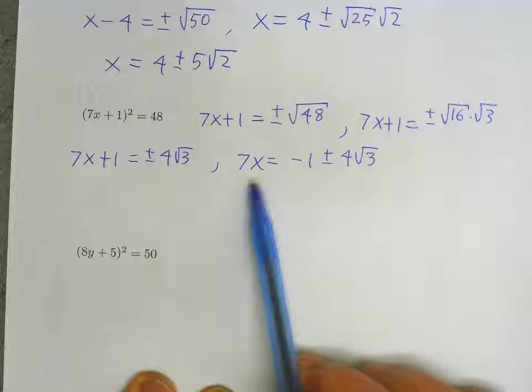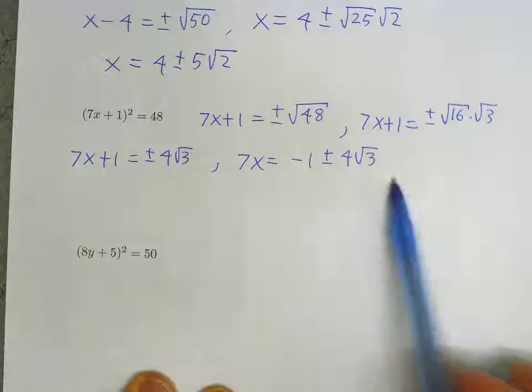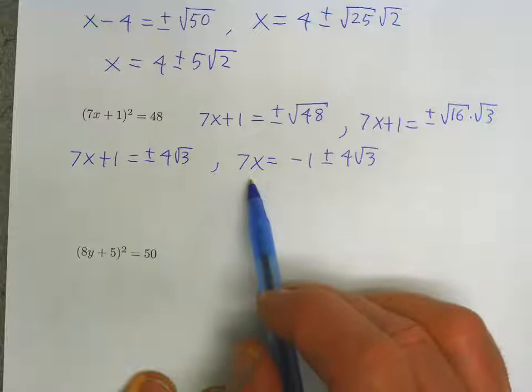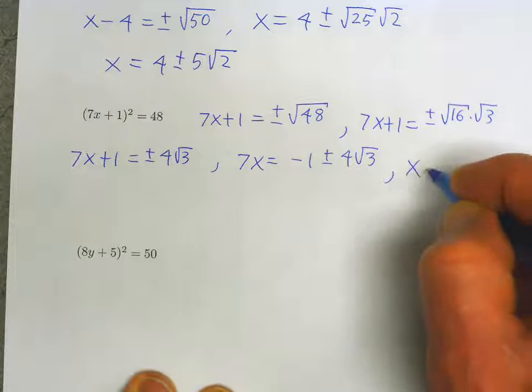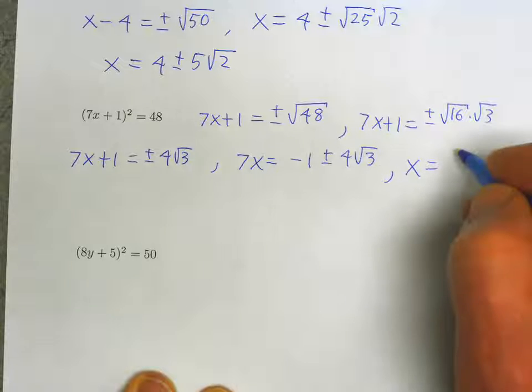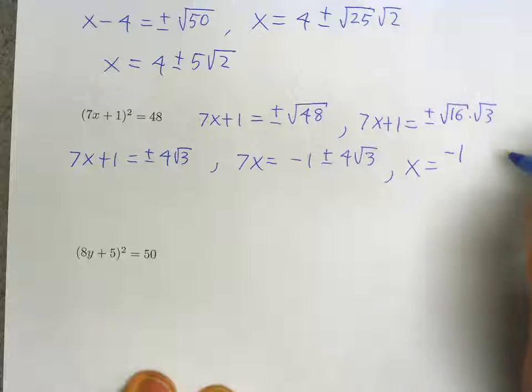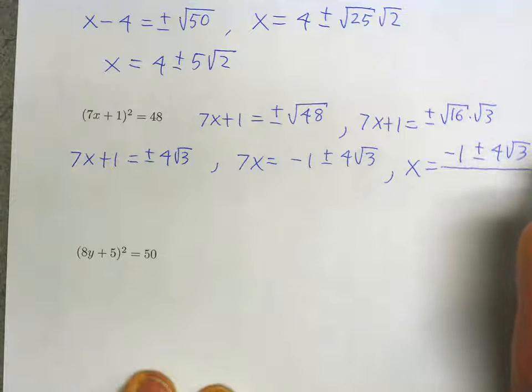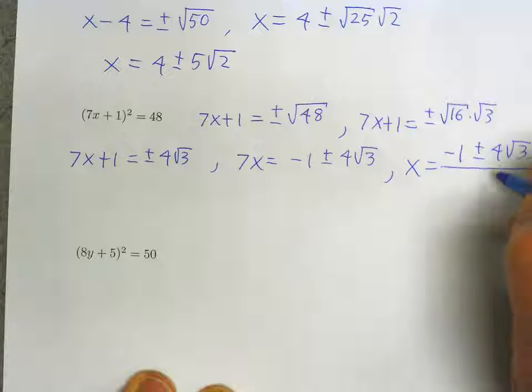Then we'll divide every term on both sides by 7. So 7x divided by 7 is x. And on the right-hand side, we have to divide the entire negative 1 plus and minus 4 times the square root of 3. You have to divide the entire quantity by 7.